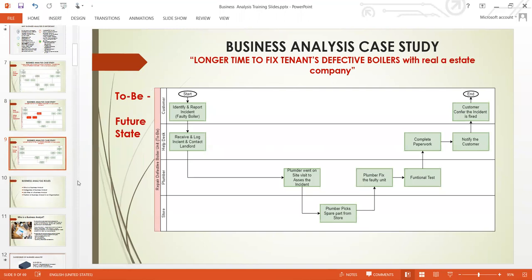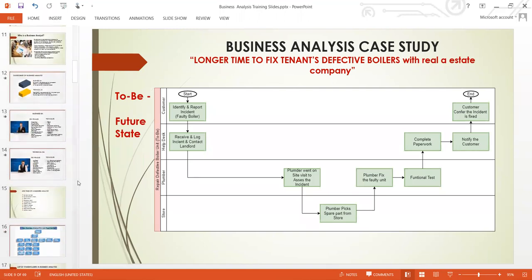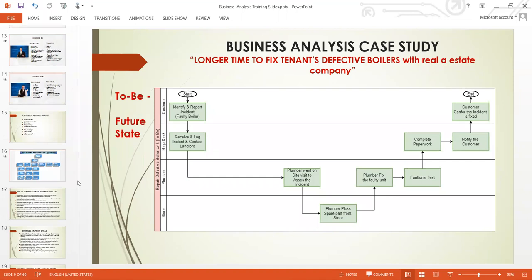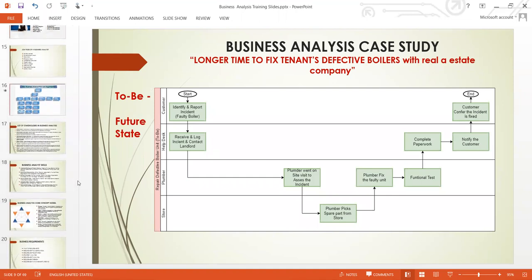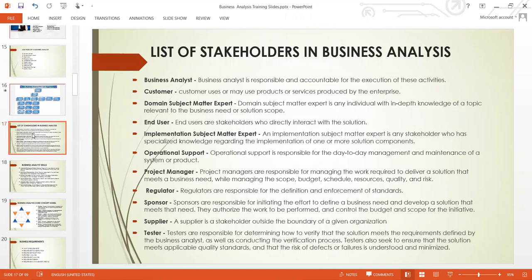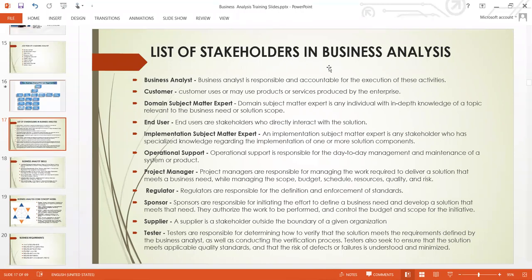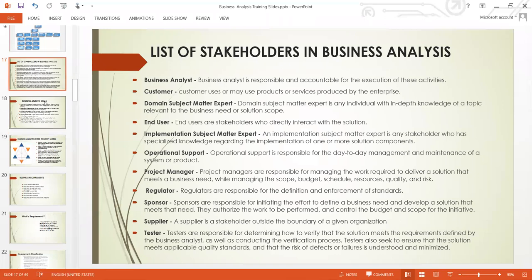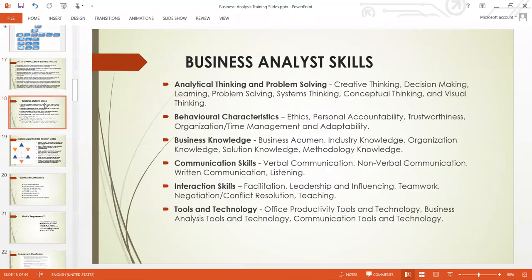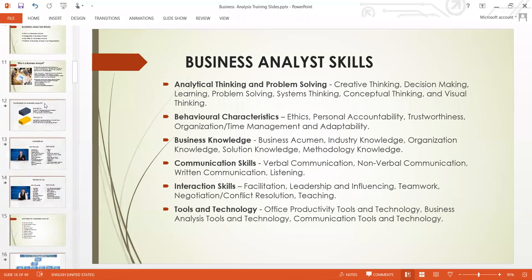So these are how it is. I think this is the introductory part of business analysis. And then tomorrow, we are going to start looking at stakeholders. Who are the stakeholders in business analysis? And we'll then look at skills in business analysis. And then we'll start moving down.